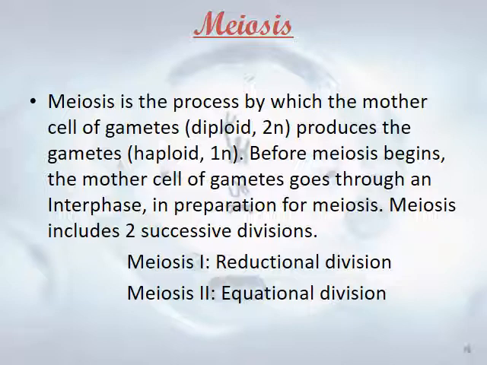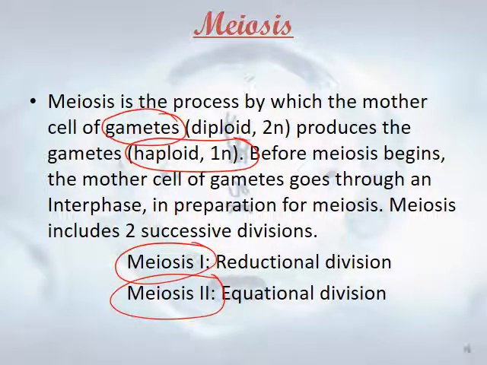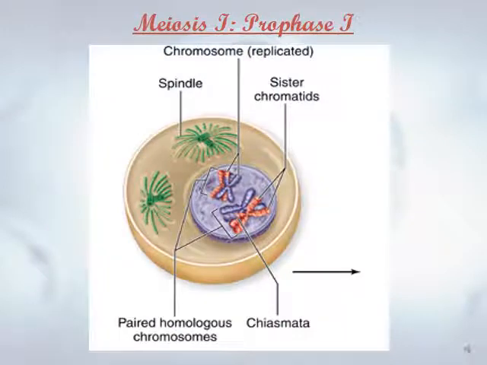Here in meiosis, we have the mother cell of the gametes, diploid 2n, producing the gametes, haploid 1n. Before meiosis begins, the mother cell of gametes goes through an interphase in preparation for meiosis. Meiosis includes two divisions. We have meiosis 1 and meiosis 2. Meiosis 1 is called reductional division, and we will see why it's called reductional. And meiosis 2 is called equational division, and also we will see why it's called equational.